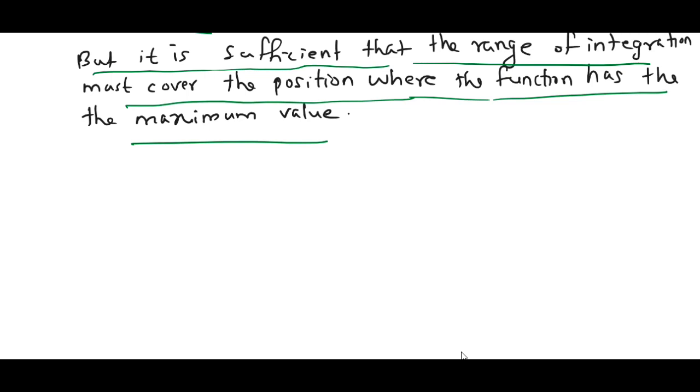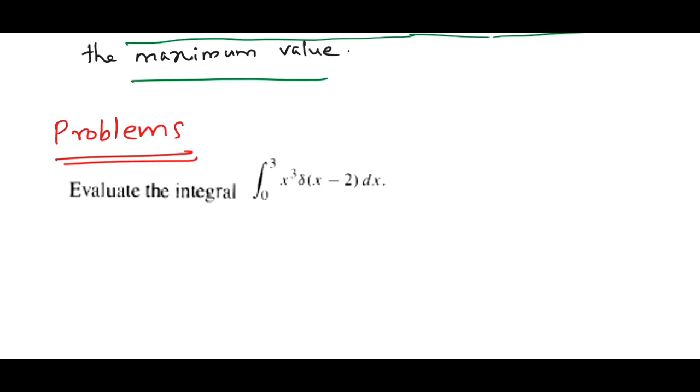Now let us do a few problems based on this discussion. This is a solved problem in the Griffiths textbook, and I would like to do this problem first. The given function is the integration from 0 to 3 of x cube delta x minus 2 dx. We have the identity: minus infinity to infinity f of x delta x minus a dx, the answer of which is f of a.